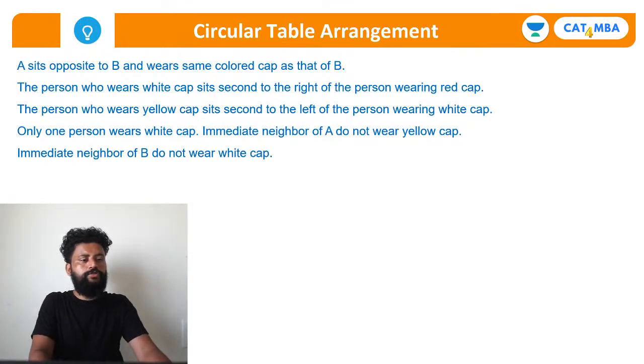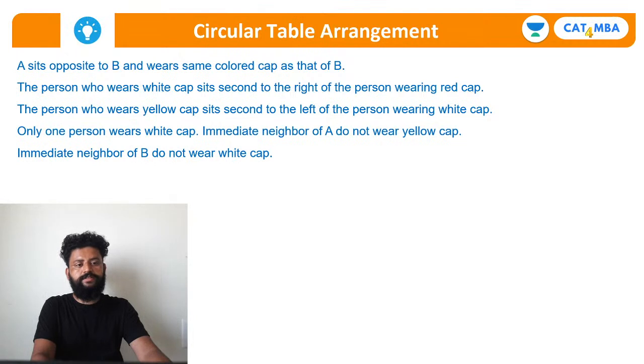Okay, let's try. A sits opposite to B and wears the same colored cap as that of B. The person who wears white cap sits second to the right of the person wearing red cap. The person who wears yellow cap sits second to the left of the person wearing white cap. Only one person wears white cap. Immediate neighbors of A do not wear yellow cap. Immediate neighbors of B do not wear white cap.